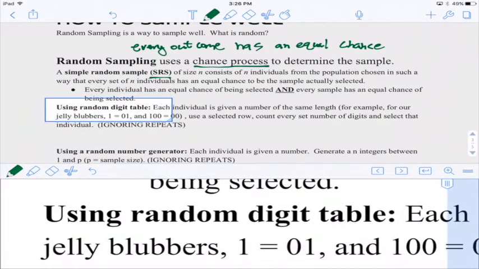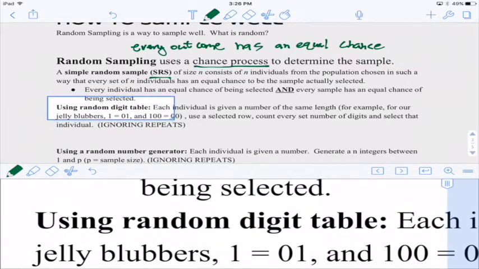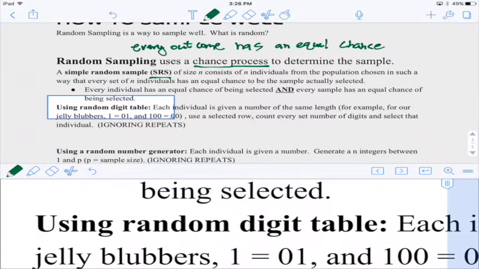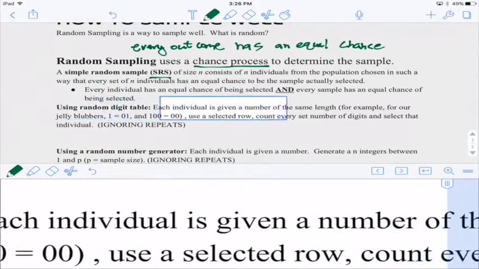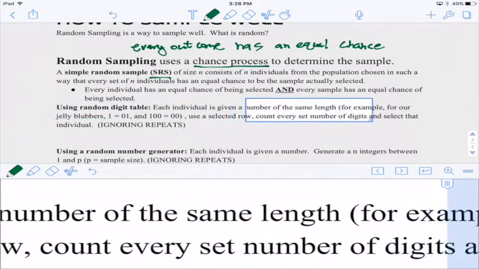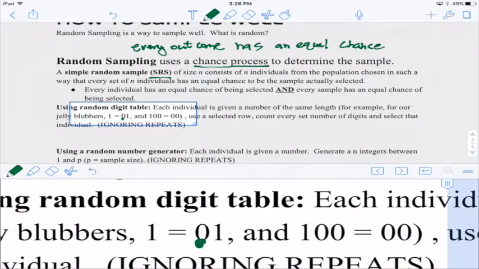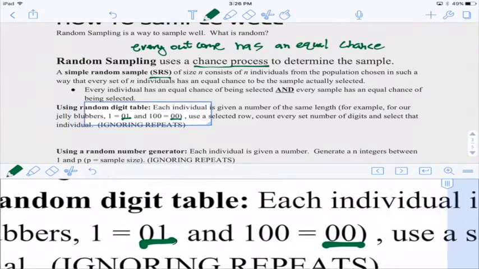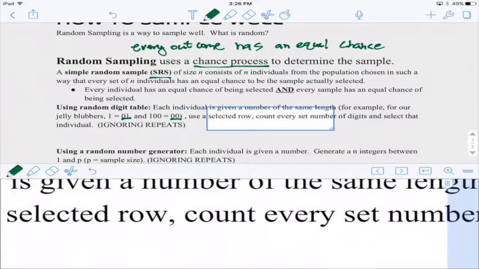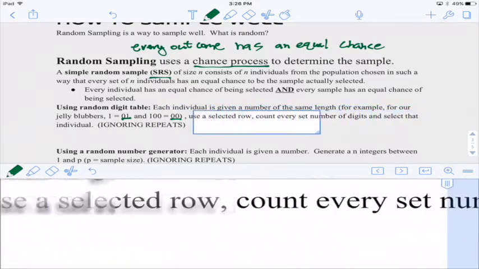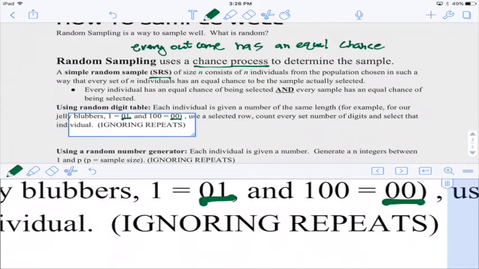So a random digits table is a great chance process that's going to work. We don't use this that often. We're going to go through a couple examples because the AP test really uses it. There are better ways. So each individual is given a number of the same length. For example, for 100 students, 1 would be 001, and 100 would be 100, so that you have 3 digits each. Use a selected row, and you count every set number of digits and select that individual, ignoring repeats. I'm going to go through this in class with you, so don't worry too much about it.